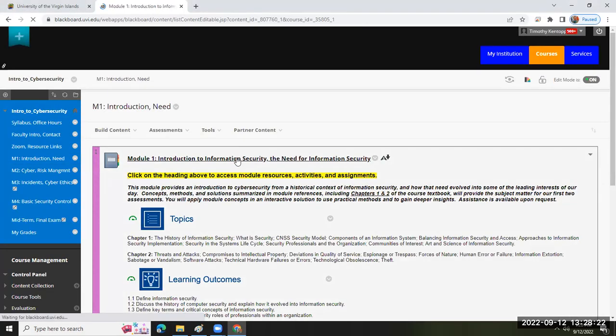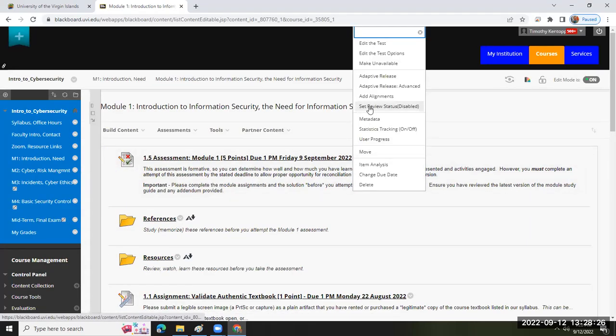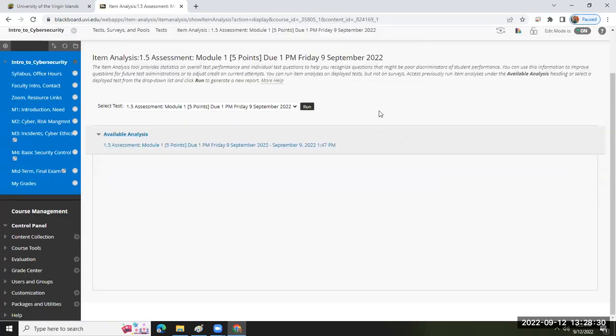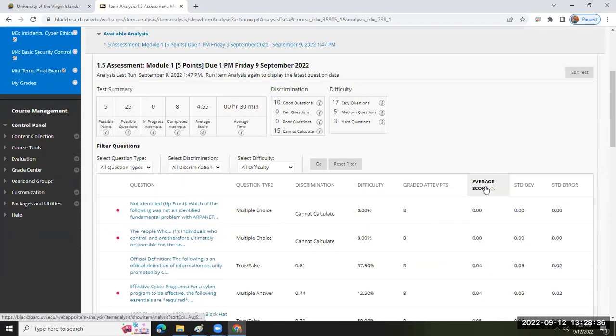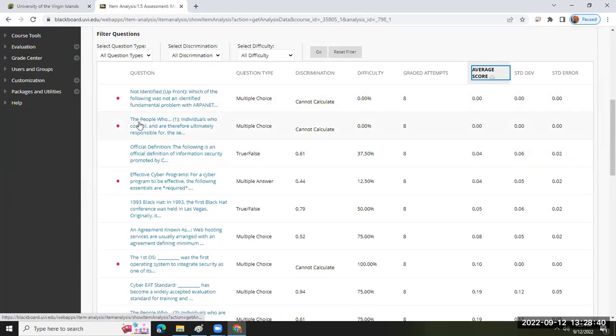We will quickly review remaining assessment items to complete our item analysis that we started on Friday. And I'm going to sort by average score. I believe we took care of the first two. Is that correct?